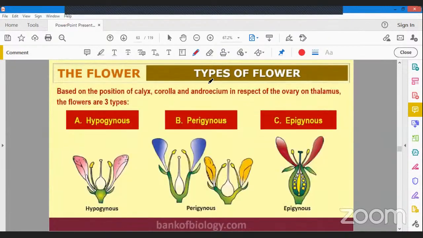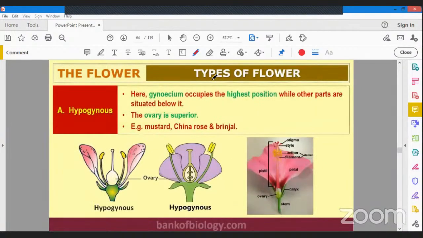Done. So we go to the next one. So types of flowers based on position of calyx, corolla, and androecium with respect to the ovary and the thalamus. So this is based on where all the other organs and parts are with comparison to the ovary. So first one: hypogynous, perigynous, and epigynous. So we'll start with hypogynous.